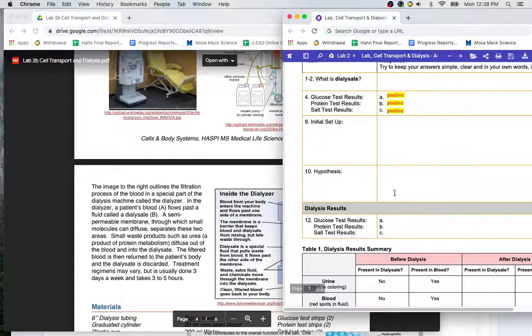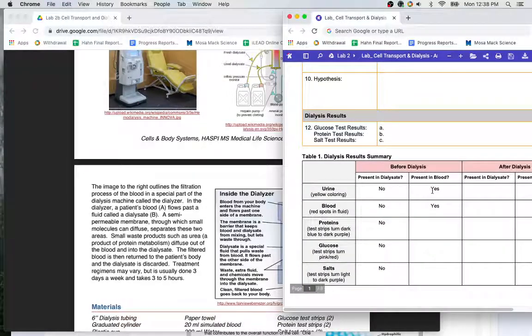And then let's go ahead and fill in this before dialysis. So there is urea in the blood, it's telling us. There is red in the blood. By just looking at it, it's red, so we see blood cells. There's protein, so you would put yes. There's glucose, yes, and salts, yes.